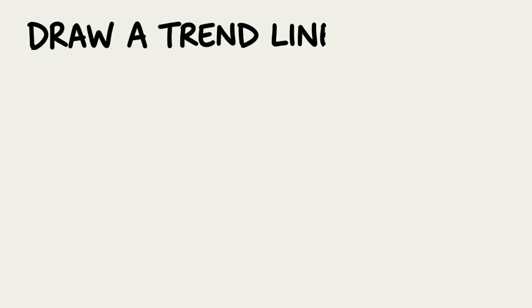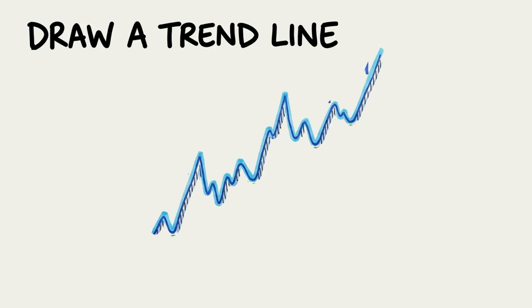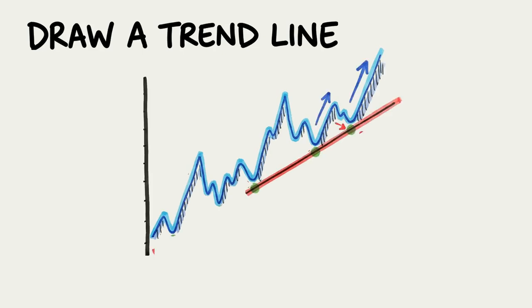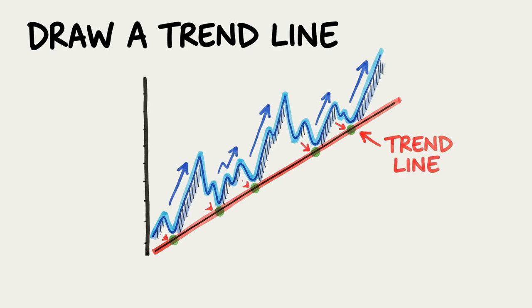You can also draw a trend line. In an uptrend, connect the lows. In a downtrend, connect the highs. If price keeps bouncing near that line and continuing in the same direction, the trend is still healthy. Think of the line like a guide rail that price keeps respecting.